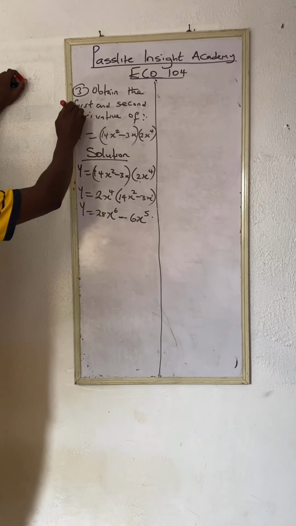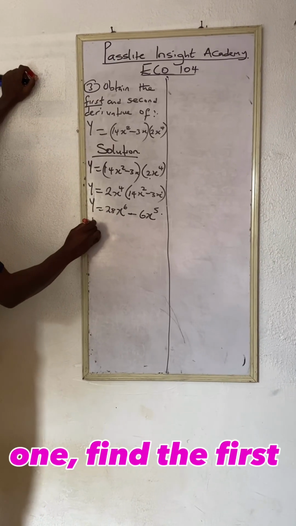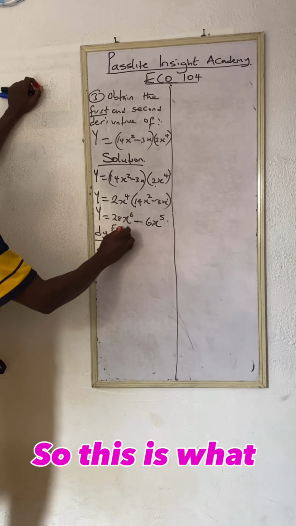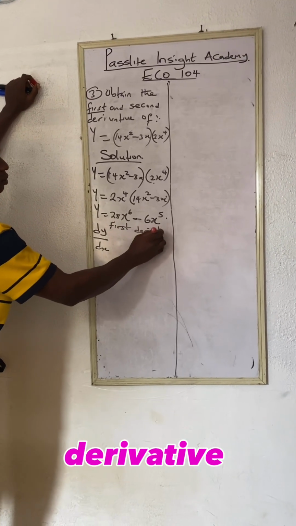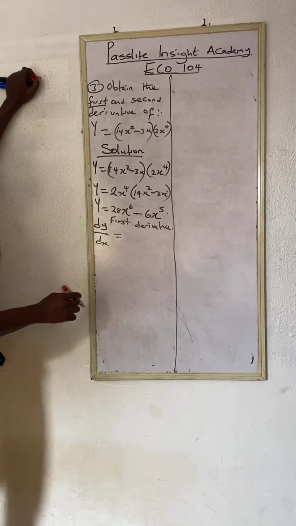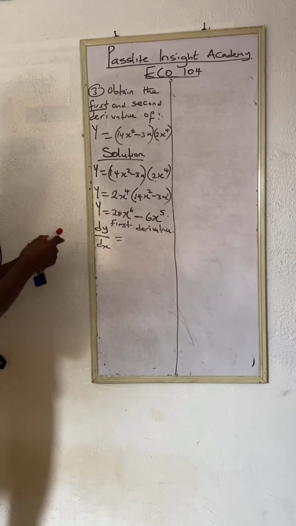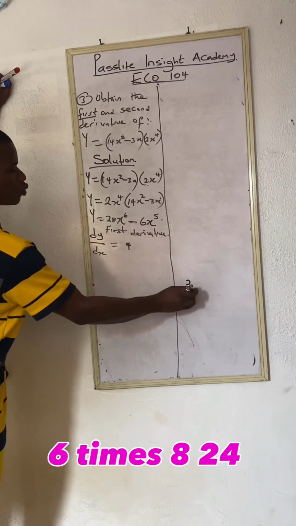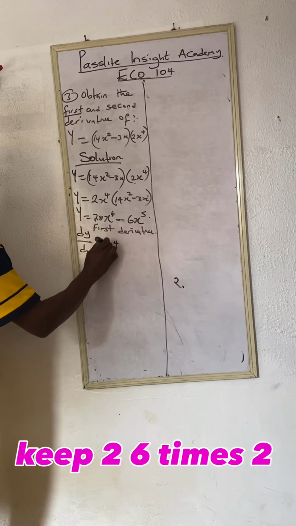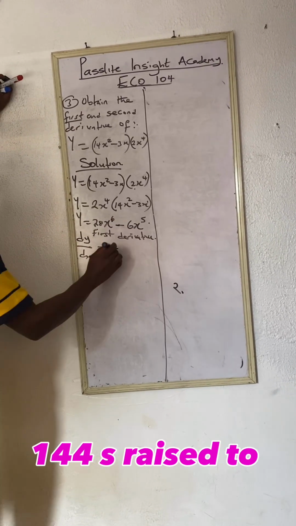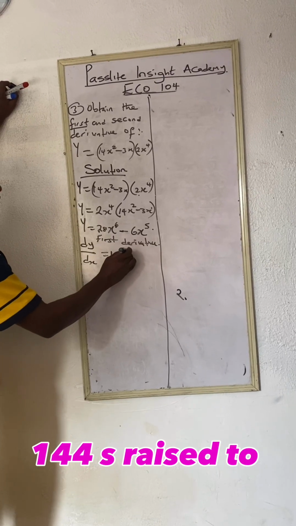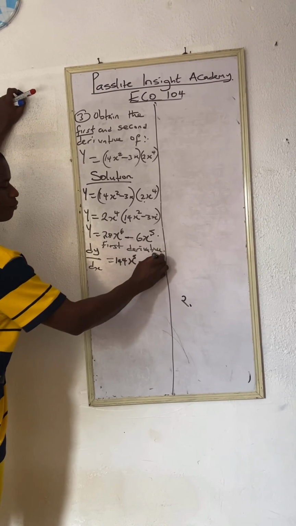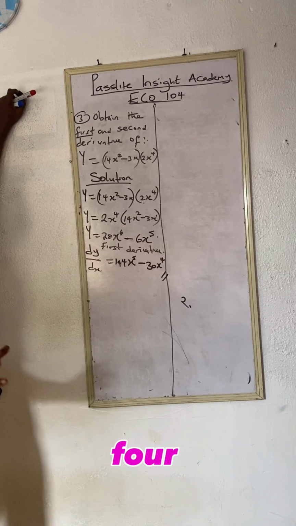Then the first one, find the first derivative, dy over ds. So this is what we call the first derivative. It is equal to 6 times 28. Let's get that. 6 times 8, 24. Keep 2. 6 times 2, 12 plus 2. That is 144. s raised to power, remove 1, that is 5. Minus 5 times 6, 30. s raised to power 4, when you remove 1. So that is the first one.